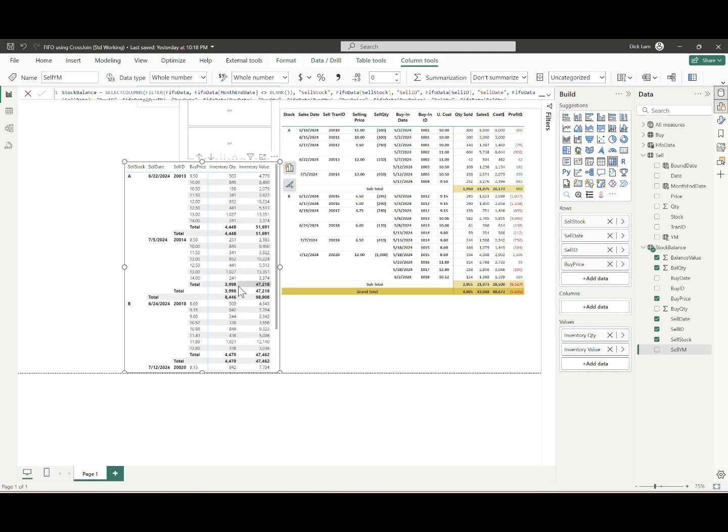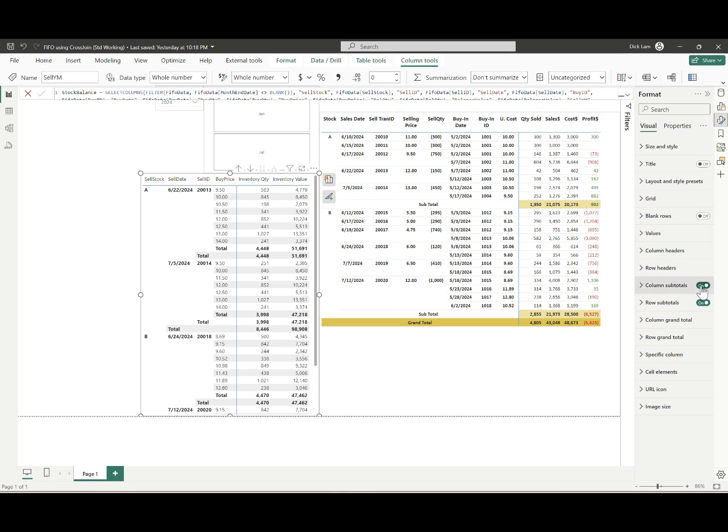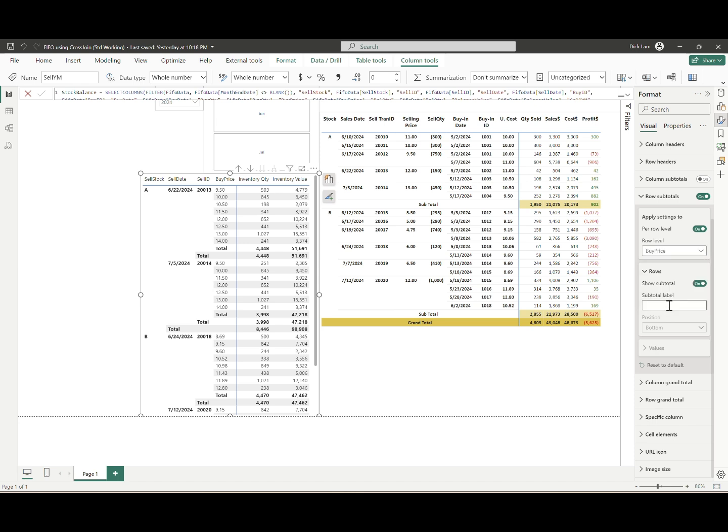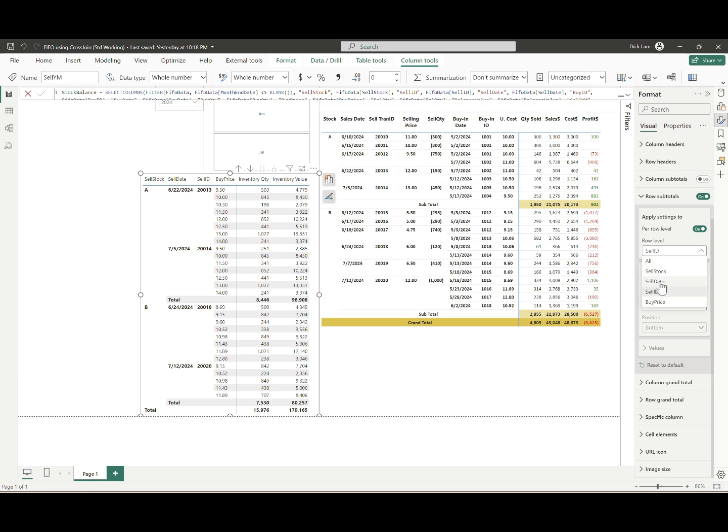So there are too many rows shown here. It's not right because it shows the June inventory and July inventory. This is not what we want. Okay, I see that there is still something I need to correct. In the format, the subtotal. Now I do not need the column total, and then the row subtotal. We need to do it from the bottom. Price we don't need. The ID we don't need. We only need the date. All right, and the grand total we already have.